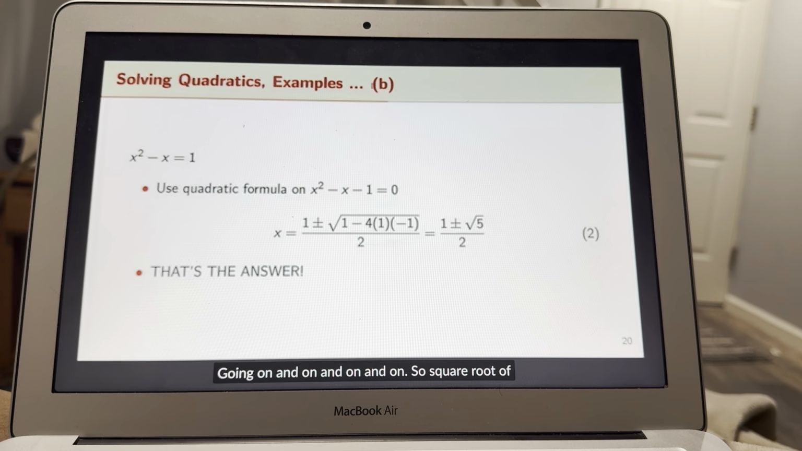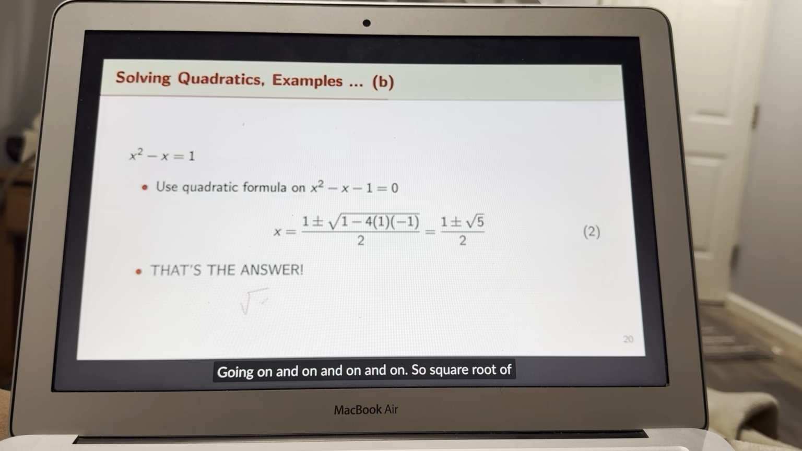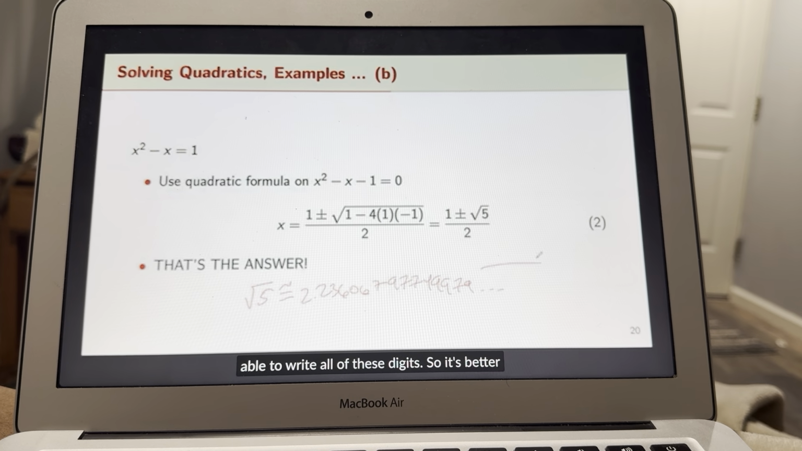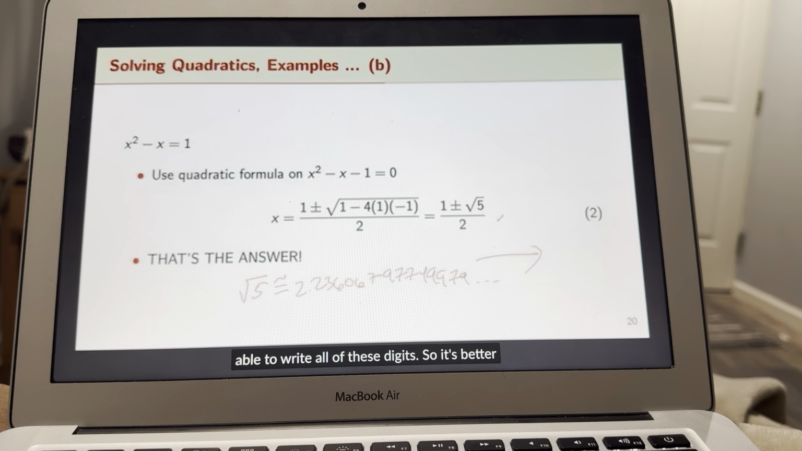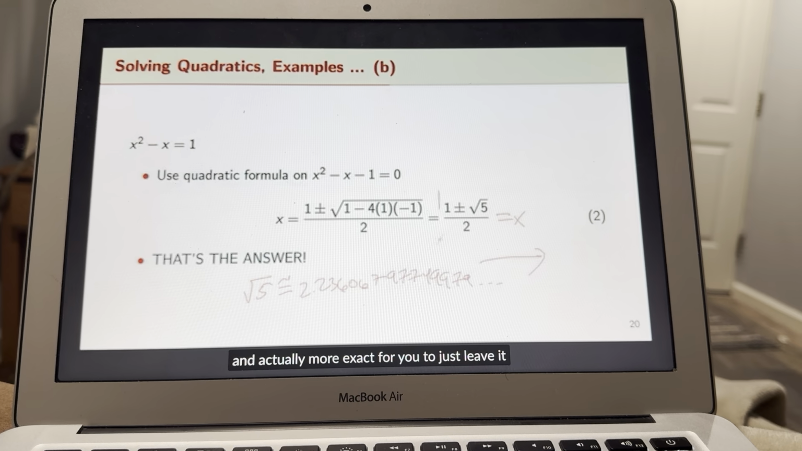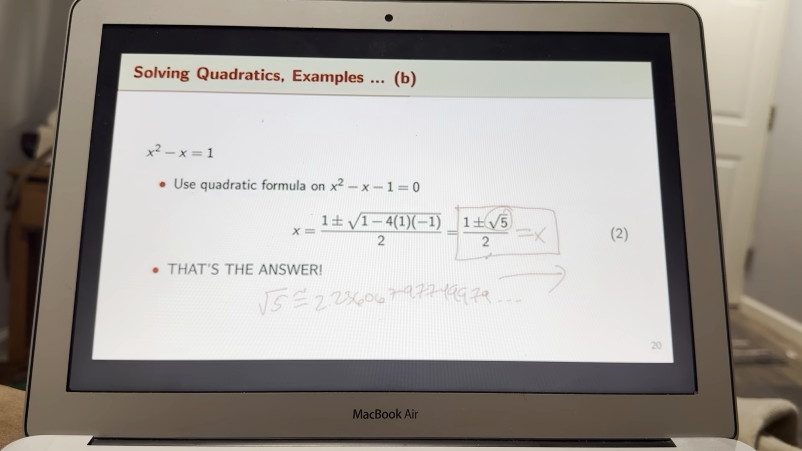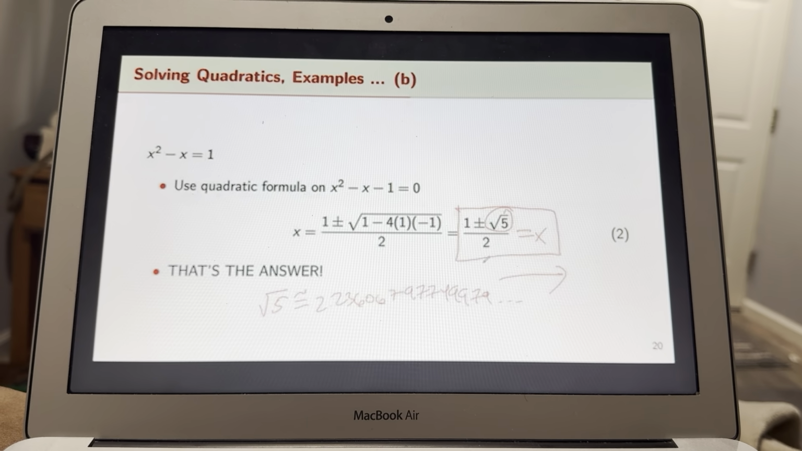So the square root of 5 is actually 2.236... going on and on and on. So square root of 5 is approximately 2.236067977499979... going on and on and on. You're never going to be able to write all of these digits, so it's better and actually more exact for you to just leave it in this analytical form with the radical here. This is a more exact and more analytically correct answer.